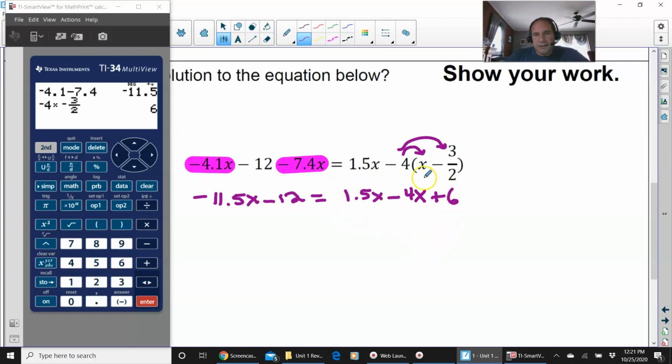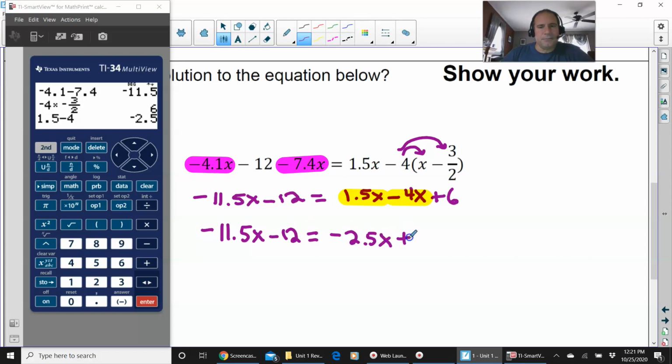Negative times a negative. Positive 6. Nice. This side still needs to be worked on. Do not move anything across. All right, combine like terms. So we're going to get our highlighter out again and see this term and this term. We're going to combine those terms before we do anything else. So we have a 1.5 minus 4. Negative 2.5. So I'm going to rewrite the whole thing. Negative 11.5x minus 12 equals negative 2.5x plus 6.